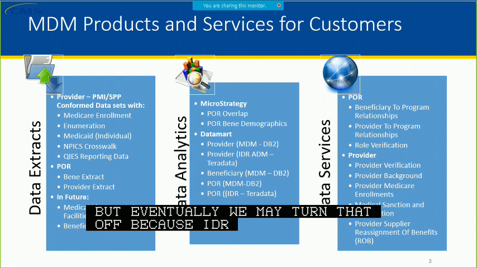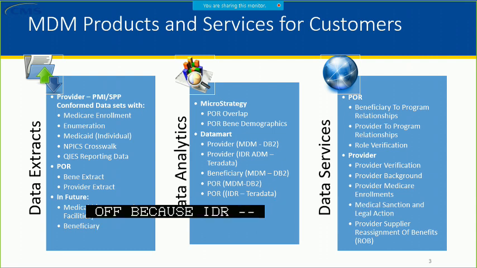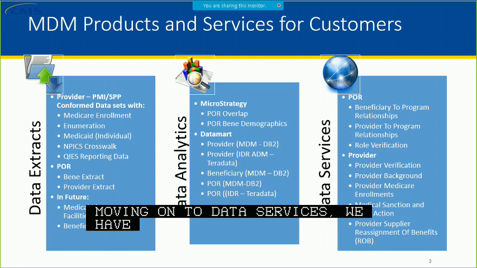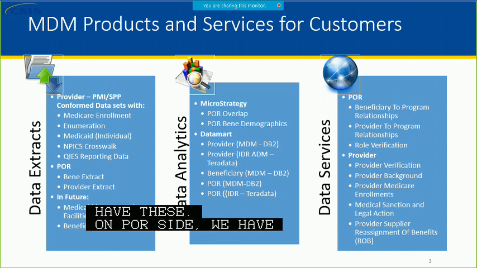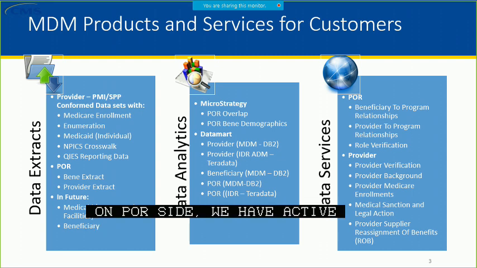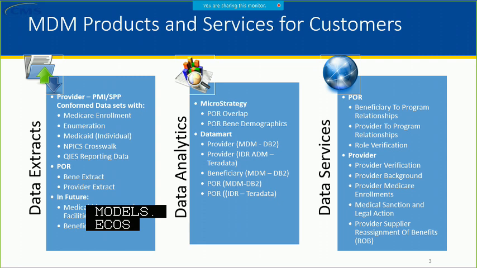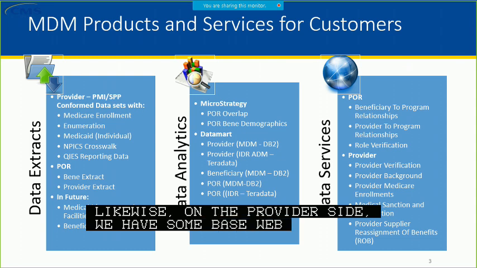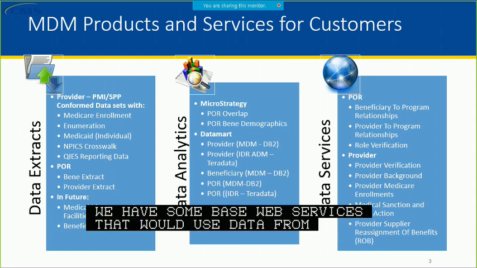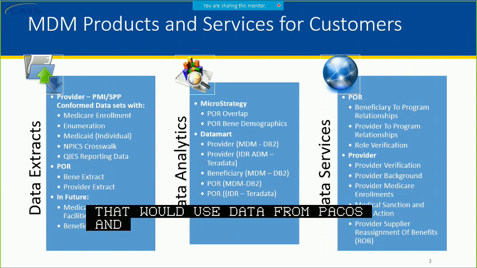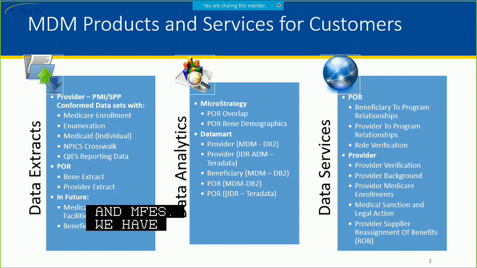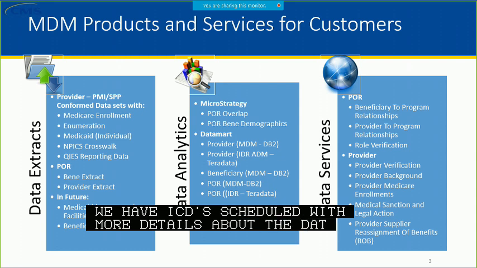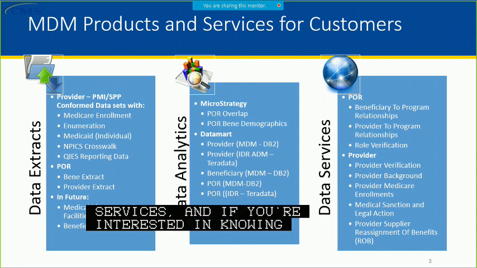Okay. Then moving on to data services, we have both SOAP-based and RESTful APIs. On the POR side, we have active models, and actually ACOs use our services for verification and validation of providers and beneficiaries. And all other model teams can extend and use that. Likewise, on the provider side, we have some SOAP-based web services and RESTful APIs that use data from PECOS and also NPES. We have ICDs which get into more detail about these data services. If you are interested in knowing more about it, please shoot an email to me, Nagesh Puli, or Jill Katz, and we will get that information to you.